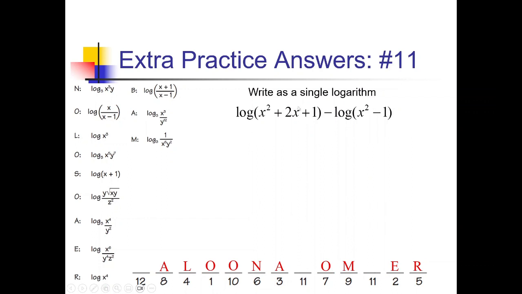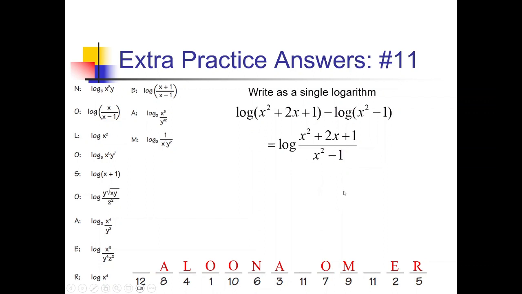For number 11, I've got subtraction of two logarithms. The expressions inside are kind of crazy, but I can just merge these together by dividing those two expressions. So log of x squared plus 2x plus 1 over x squared minus 1. I can go a little bit further with this one. This is none of the answer choices, even though it's a single logarithm, so that means I must be able to simplify the stuff inside.